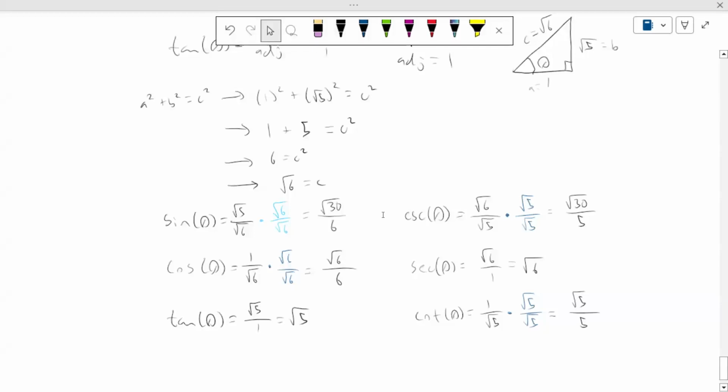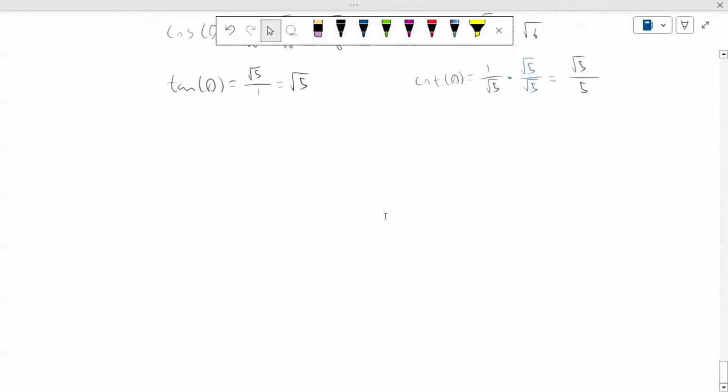All right. So I'm glad we did that problem because now we're going to talk about the Pythagorean identities. Okay. So we did the reciprocal identities. We did the quotient identities, right? Now we're doing these Pythagorean identities.